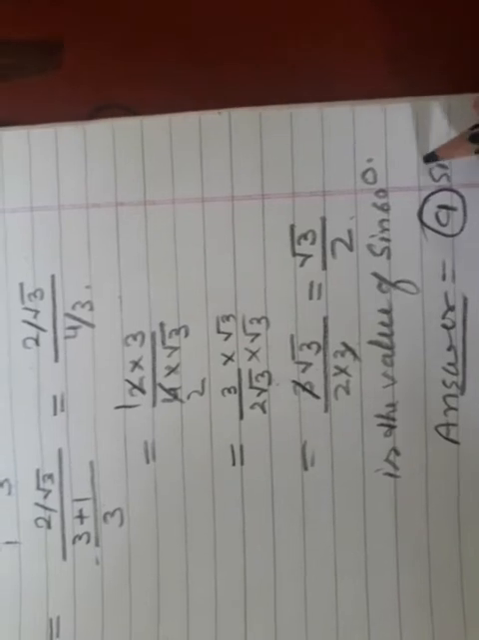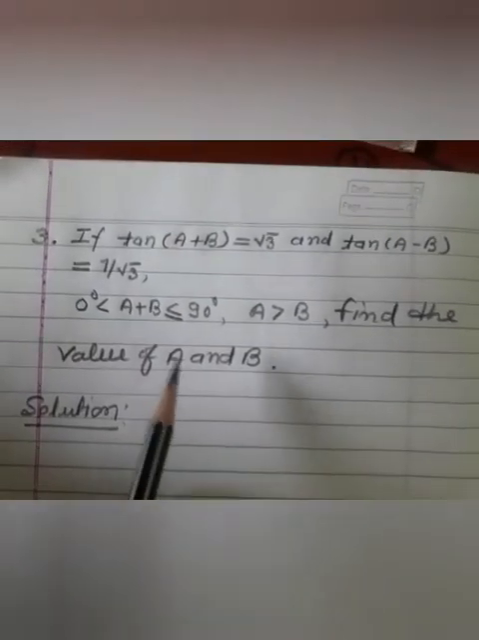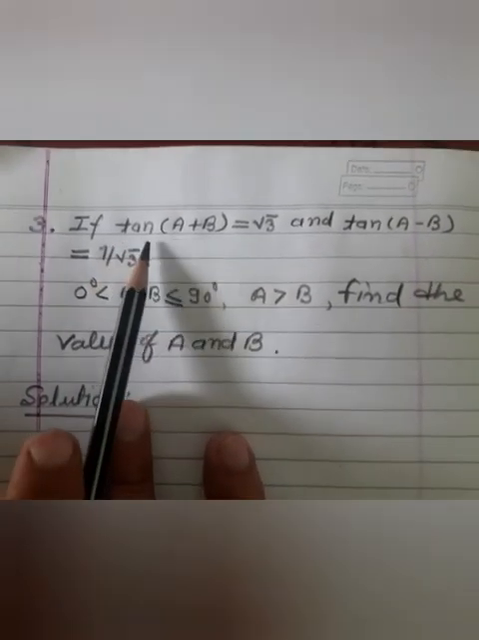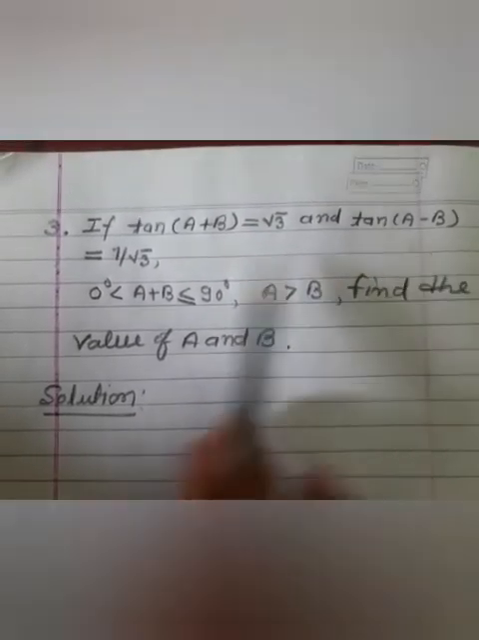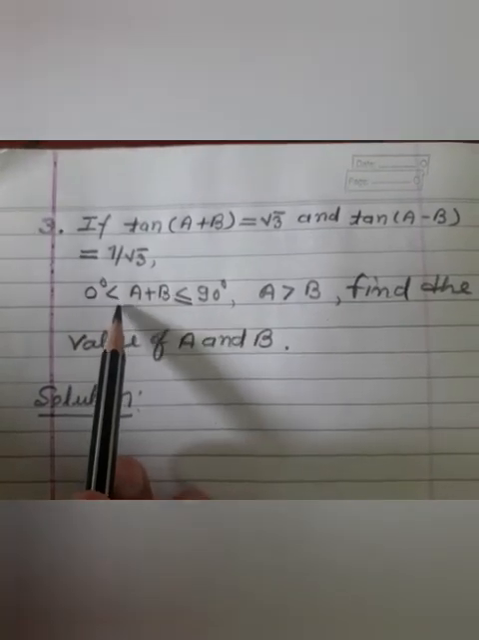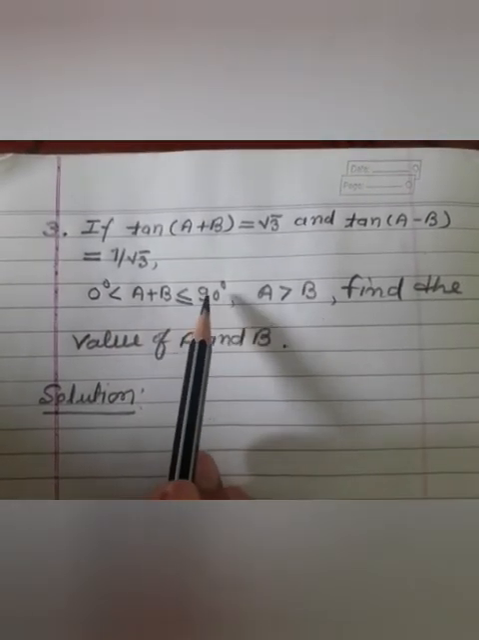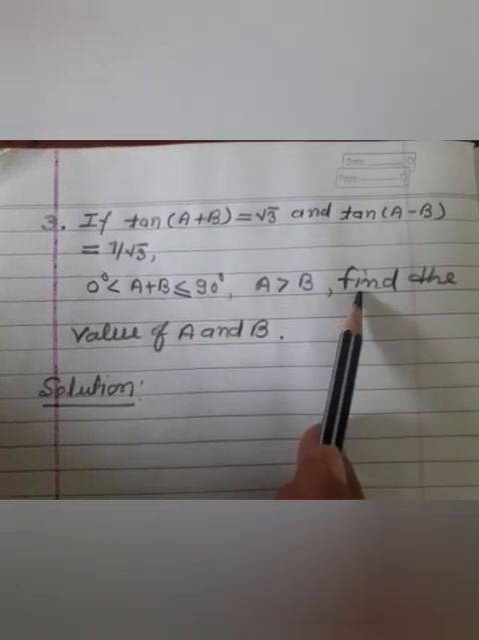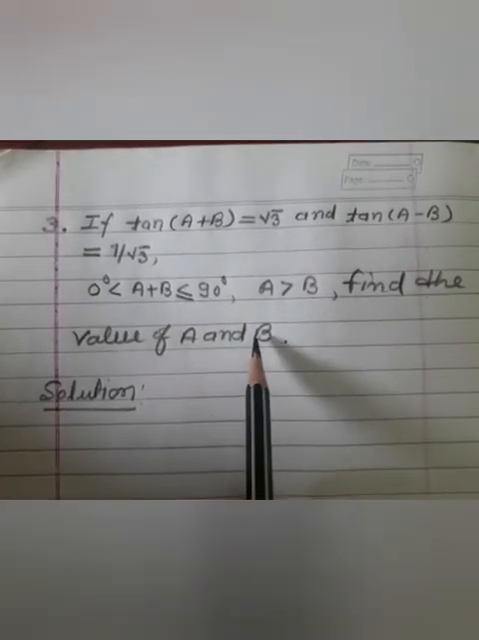A, sine 60 degree. Now discuss here 8.2 third question. If tan A plus B is equal to under root 3 and tan A minus B is equal to 1 upon under root 3, 0 degree is less than A plus B and A plus B is less than or equal to 90 degree. Clear? So A is greater than B. Find the value of A and B.